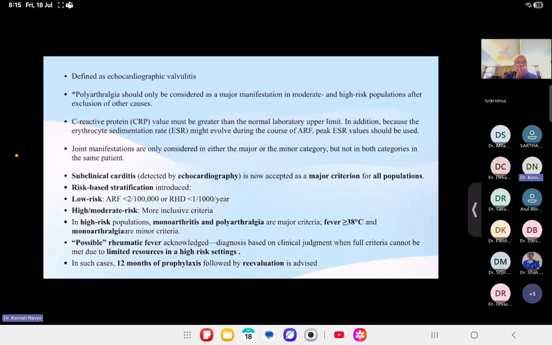In high-risk populations, monoarthritis and polyarthralgia are major criteria. Fever of more than or equal to 38 degrees centigrade and monoarthralgia are minor criteria. Possible rheumatic fever is acknowledged, diagnosed based on clinical judgment when full criteria cannot be met due to limited resources in high-risk settings. In such cases of possible rheumatic fever, 12 months of prophylaxis followed by re-evaluation is generally advised.